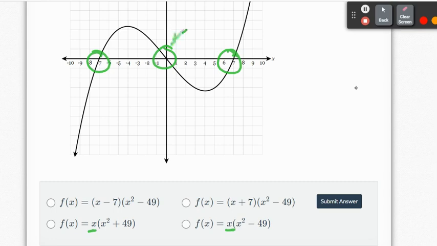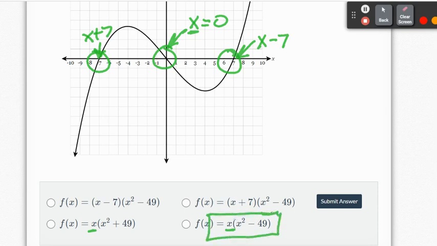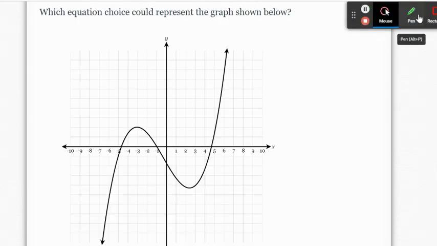Now again, this x right here, this is x equals 0. That's a factor of x, and x minus 7 would have produced that 7, and x plus 7 would have produced this 7. Putting it all together, you get x times x squared minus 49. So this time we got 3 different roots.